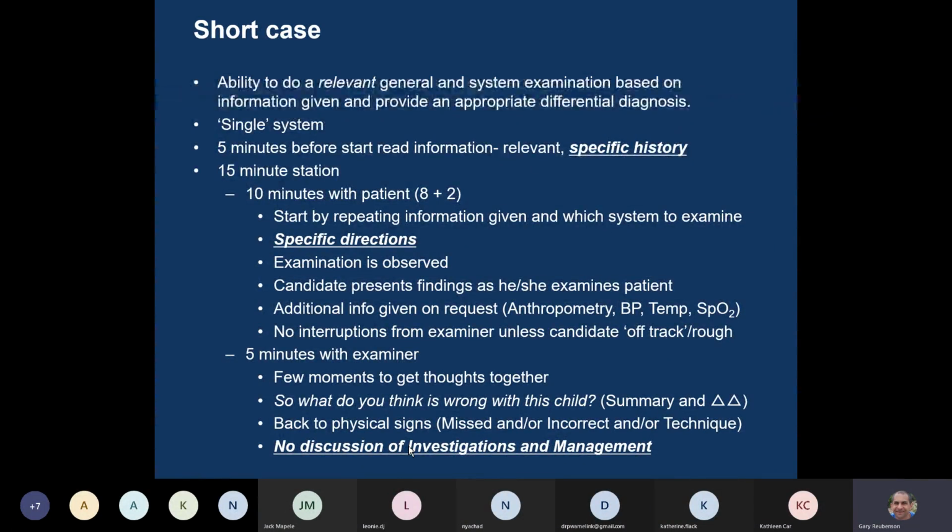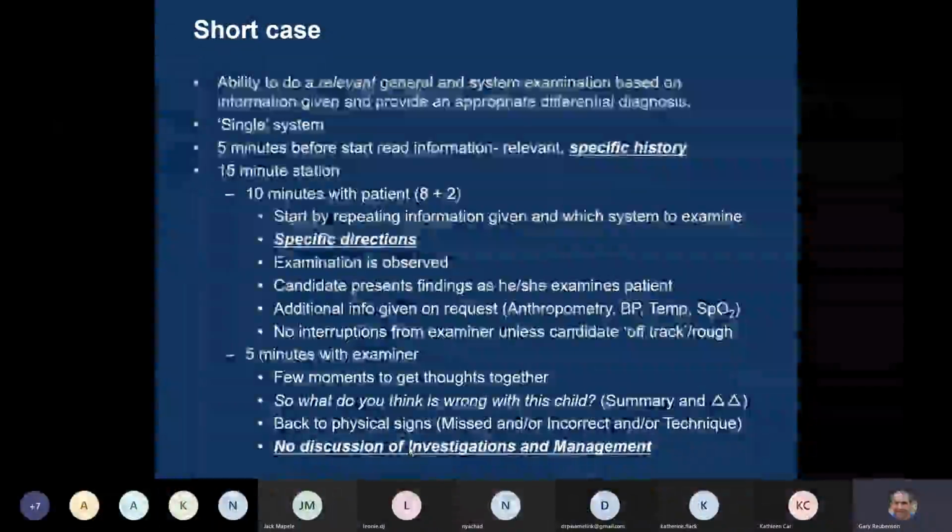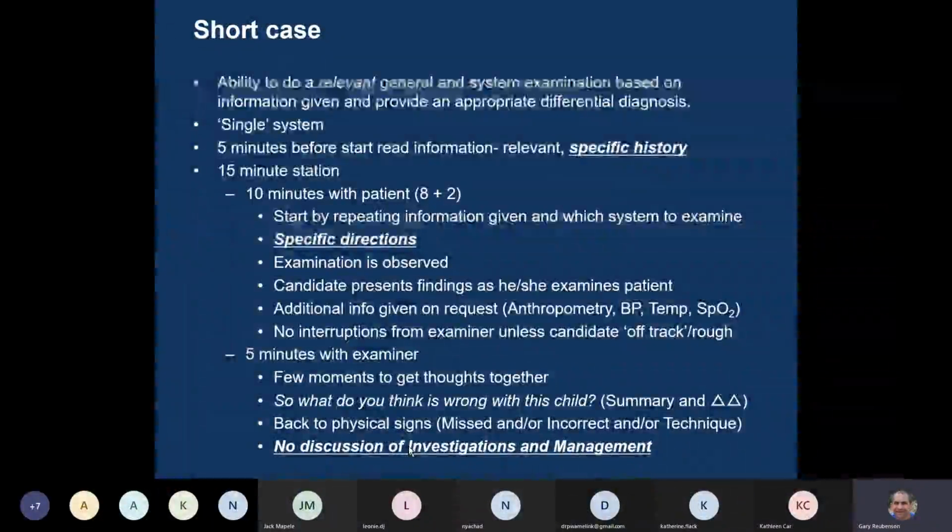You interpret information you're given, indicate what you want to examine. The examiner will give you specific directions on what they want you to do. They'll watch what you're doing. You present your findings as you pick them up. Again, you can ask for additional information if you need it. You often will get it, but depending on how the examiner wants the station to run, not necessarily. And they won't interrupt you unless you're going off track or mistreating your patient.